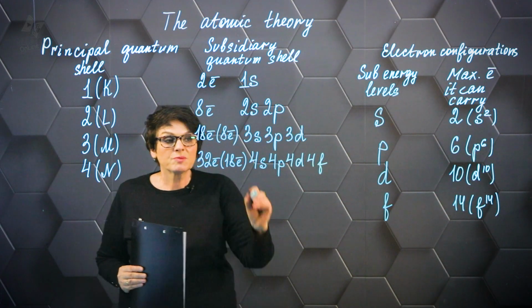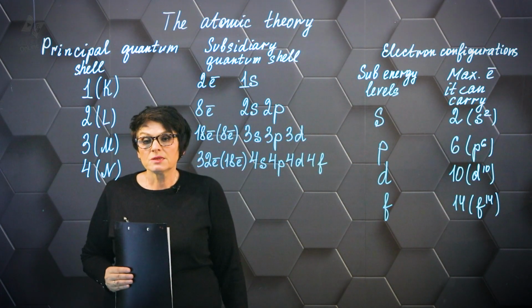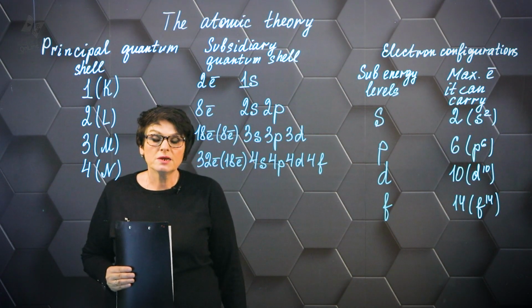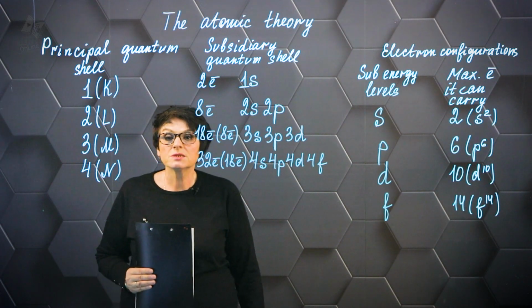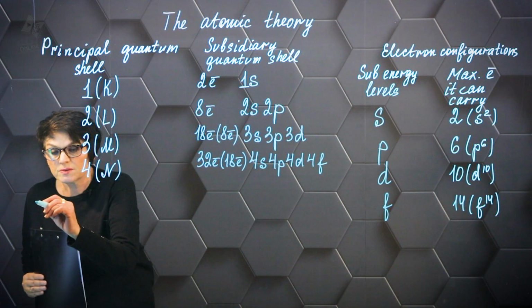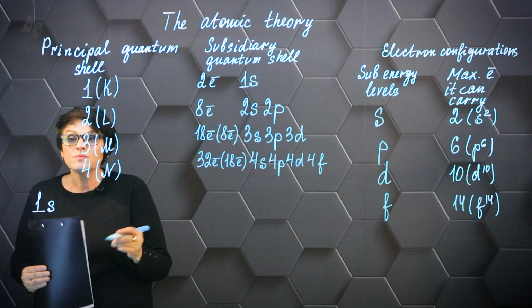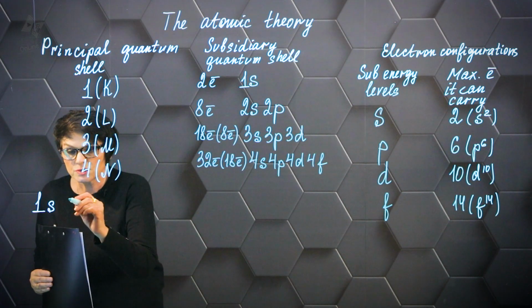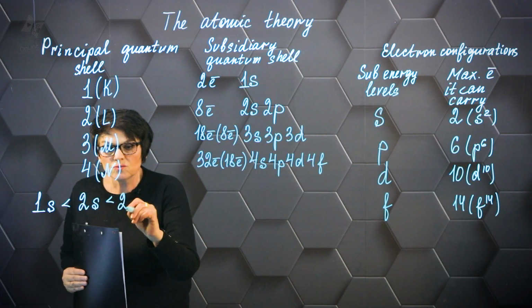This seemingly correct sequence of filling electrons should be perfectly fulfilled for the atom, but this is not the case. In reality, the series of electron distribution in an atom is as follows. The first S sublevel is filled, because energetically it's advantageous to fill the S electrons. Then there's 2S, then there's 2P.